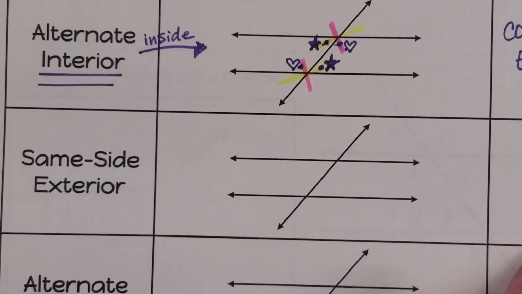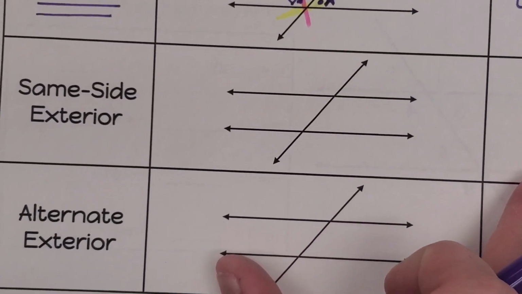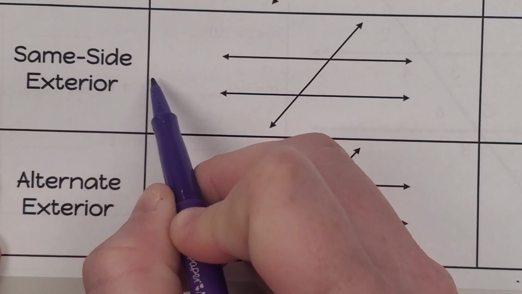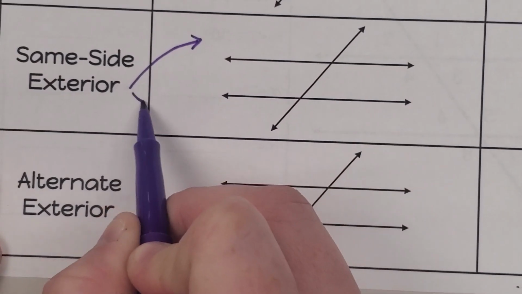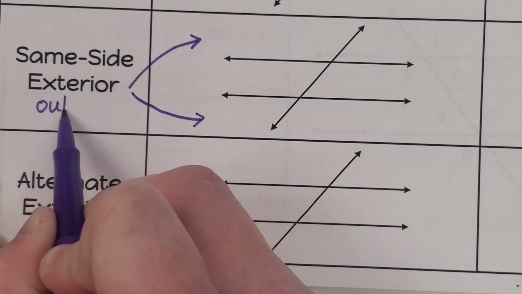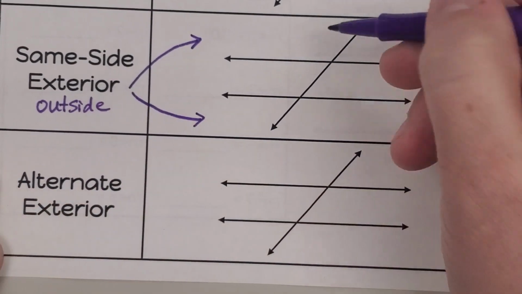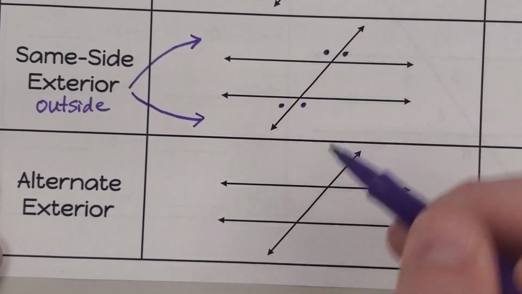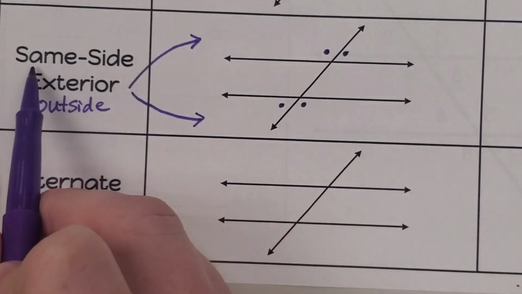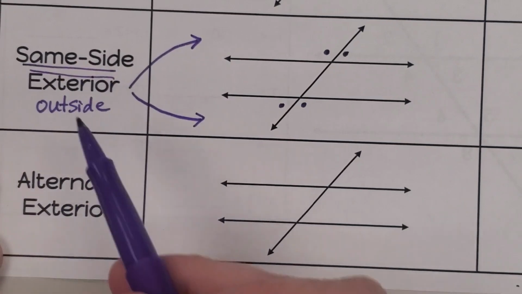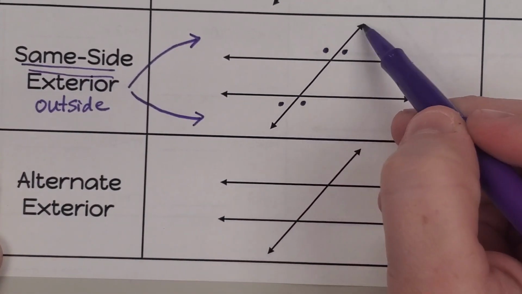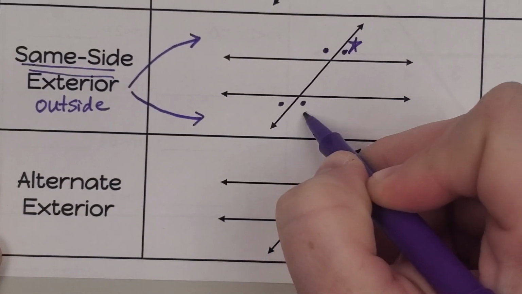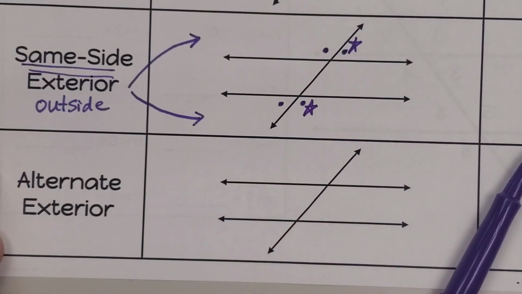All right, so the last two are kind of opposite. Instead of dealing with interior, we are dealing with exterior. Exterior deals with the outside of the parallel lines. So exterior means the outside. I'm talking about the angles outside of my parallel lines. If I'm talking about the same side, that same side of that transversal, I would be looking at this angle and this angle. Those would be the same side.